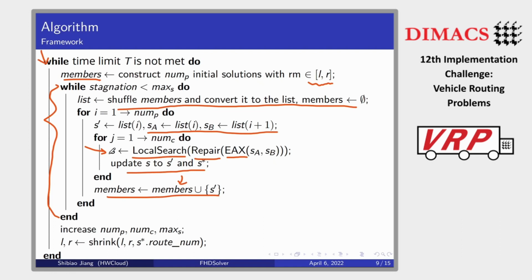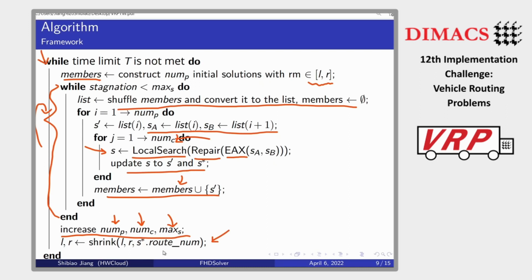Now, after this iteration, our members has updated. And we continue this loop until all the solutions converge. And after this step is all done, we increase the num-p, the num-c, and the max-x. It means that we will enlarge the initial population size, the trying times in each iteration, and the max stagnation. And finally, we just shrink LR with the root number in our current best solution. Now let's move on.